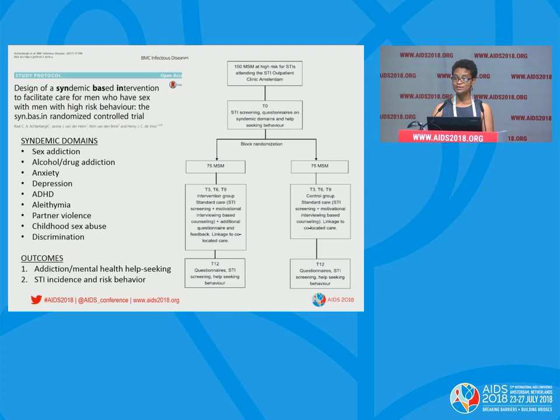So this is a very complex, well thought out study, but you'll see it also has the challenges of outcomes that are not necessarily related to disease, although STI incidence is a secondary outcome, and then it doesn't look at those social and structural forces that might drive the syndemic domains that are being examined.